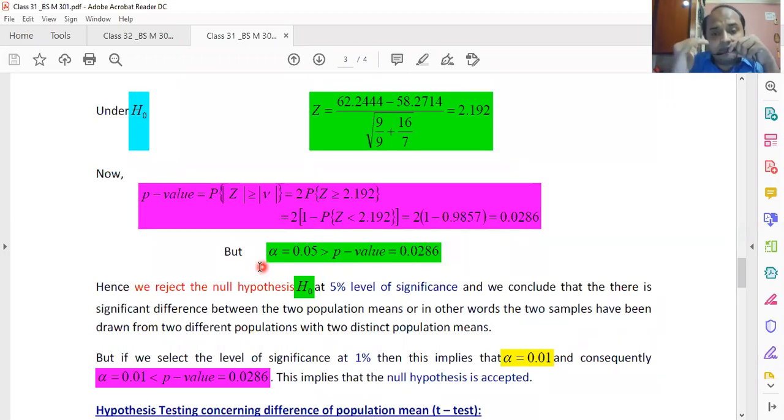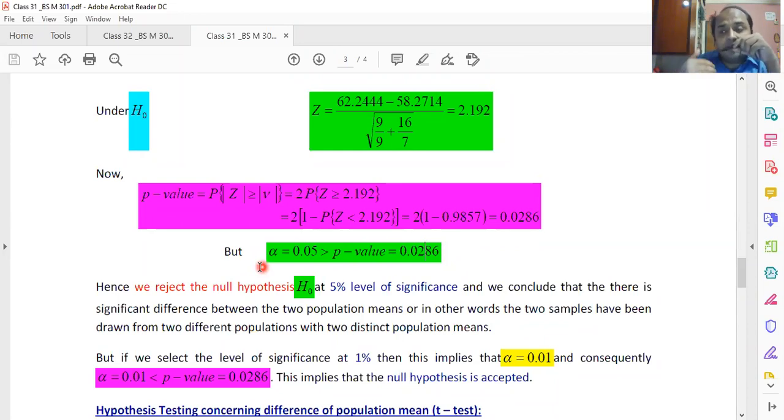But the discussion of the conclusion is not yet complete over here. I want to say more about this. Point number one: you may ask me this question, why are you selecting your level of significance in such a way that the null hypothesis gets rejected?